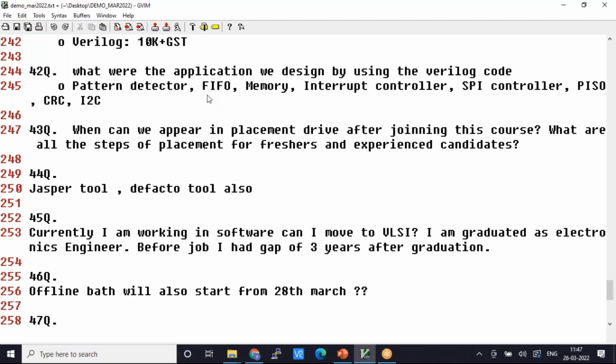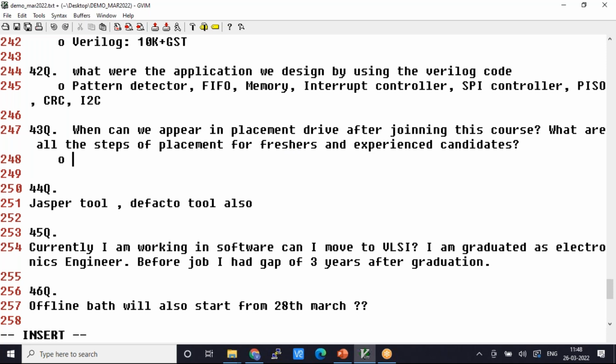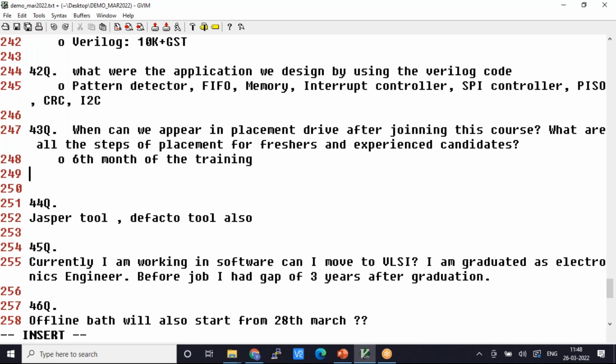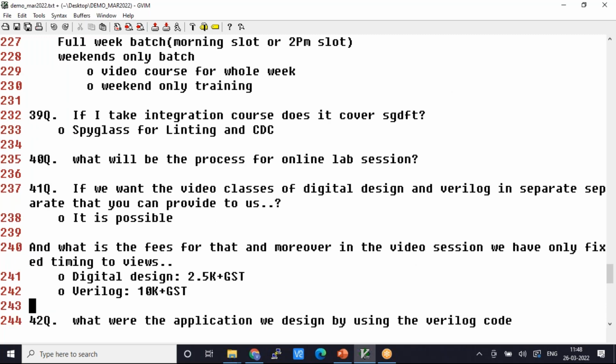Next, when can we appear for a placement drive after joining this course? What are the steps for placement of freshers and experienced candidates? You will get placement support from the 6th month of the training. Generally, the companies expect that you should have completed Verilog, SV, and UVM. What we will do for you is keep some of the projects towards the end of the course.